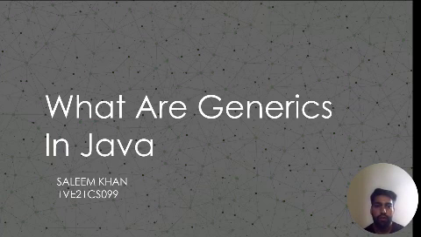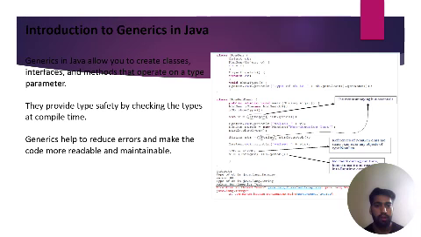Today we are going to discuss what generics are in Java. First, we will see the introduction to generics in Java. Generics in Java allow you to create classes, interfaces, and methods that operate on a type parameter. They provide type safety by checking the types at compile time. Generics help us to reduce errors and make the code more readable and maintainable.